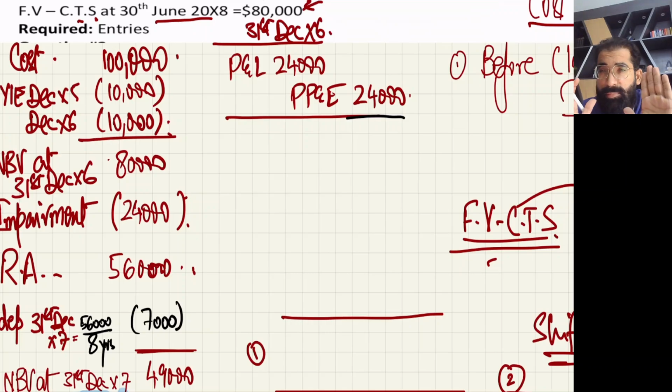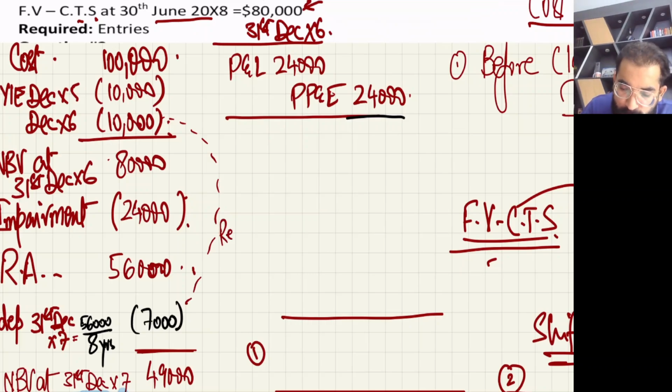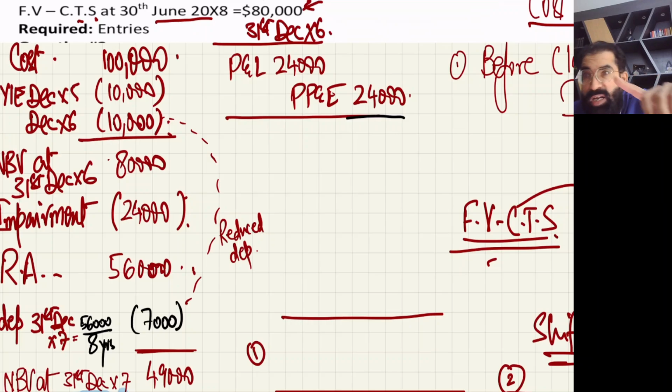Just for your activeness, I'm saying, see, there is a reduced depreciation of 3,000. Later on in this question, I'll use this concept. Even I taught you this in IAS 36. Remember IAS 36 I taught you.